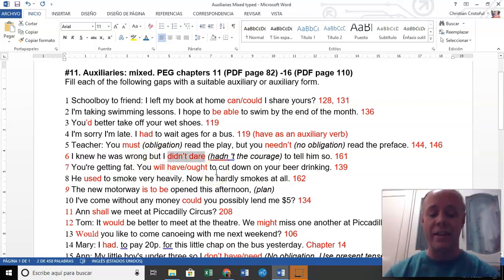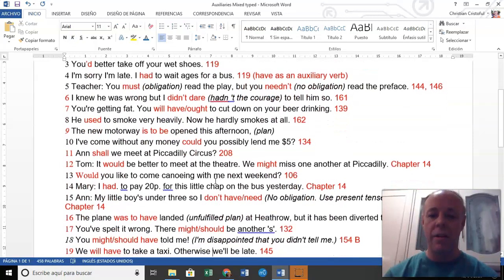Here is the dare thing. Remember, I didn't dare. It's in subsection 161, and it says I didn't dare, which means I did not have the courage to do something. And we have will and ought to, and here is the used to. The used to part. All the explanations are there.